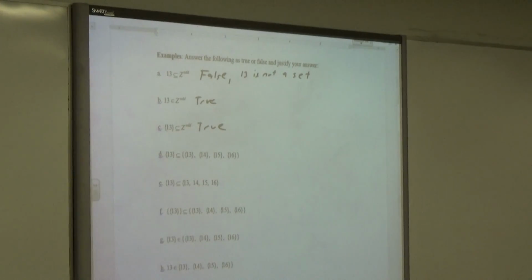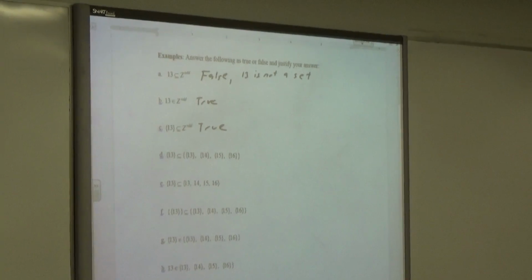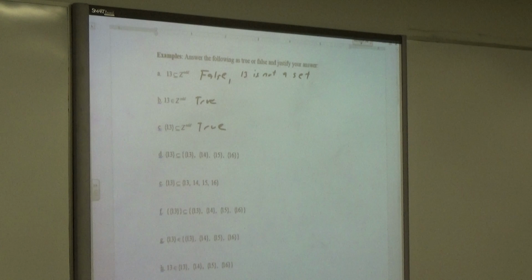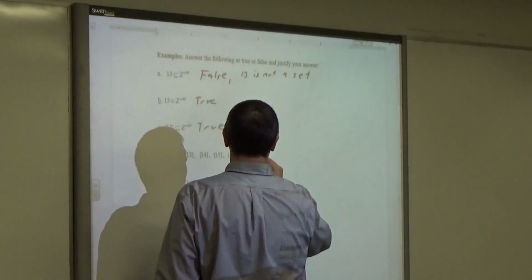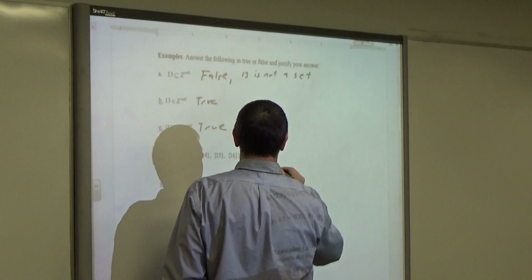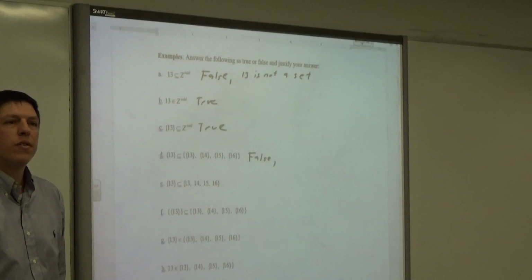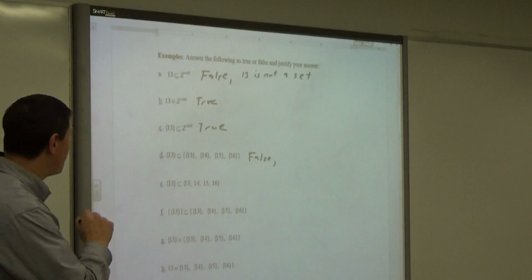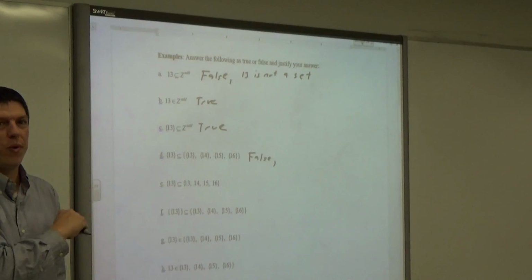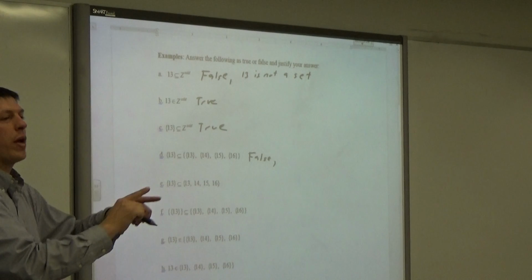Okay. Now be careful with this one. Okay. Letter D. Is 13 in squigglies a subset of set 13, set 14, set 15, set 16? No. It is not. Okay, so that is false. Okay. What would make that true, guys? If it is only 13? Well, no, if it was only 13, it would definitely not be true. If you put another set of brackets around it, another squiggly around it, okay?